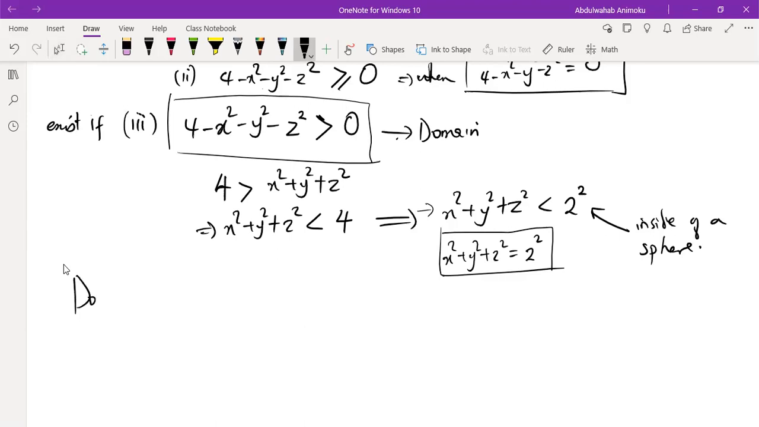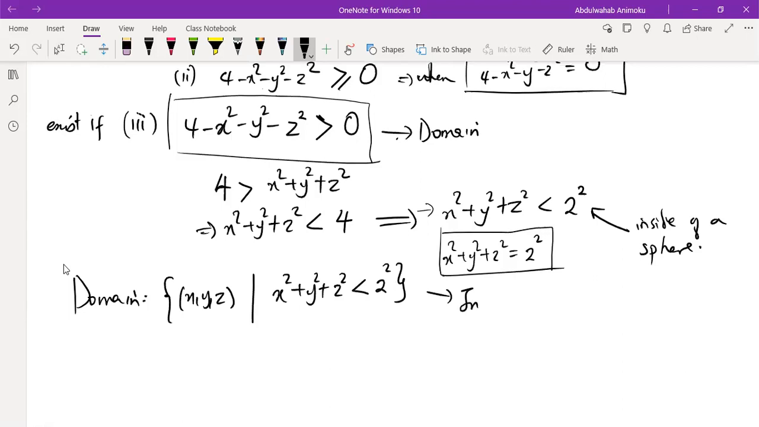So we can quickly just finalize it. The domain of this function contains all x, y, z such that x squared plus y squared plus z squared is less than 2 squared. And to describe this, this is inside of a sphere of radius 2, basically. So that is the solution to that first problem.